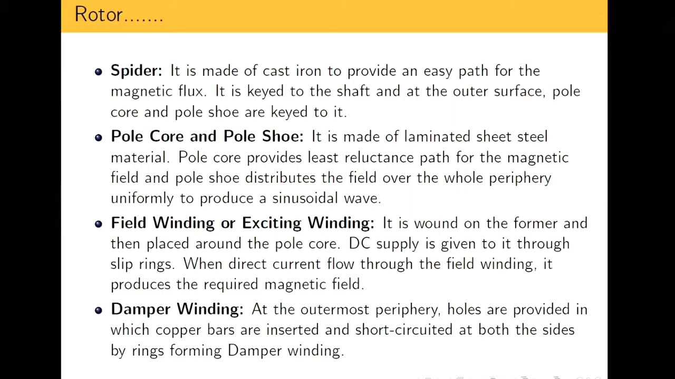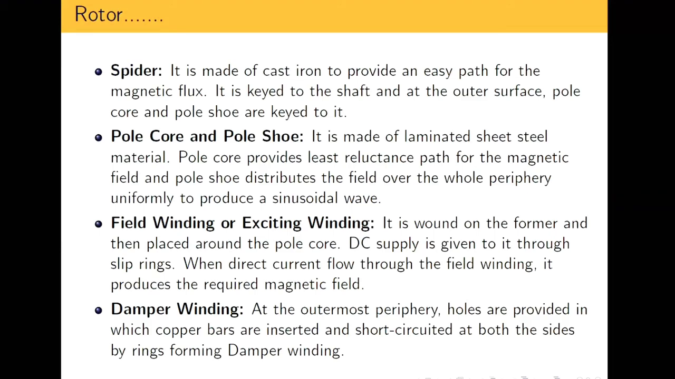Okay, let us go to the field winding or exciting winding. It is wound on the former. A former is something which already exists, and they wind over it. Like how a Vinayaka idol is made, you all know that. There is already a shape, these things are inserted into it, and the shape is formed. So the former is brought and placed over the pole core, the field winding or the exciting winding.